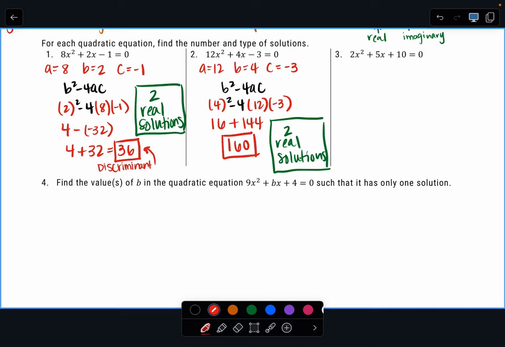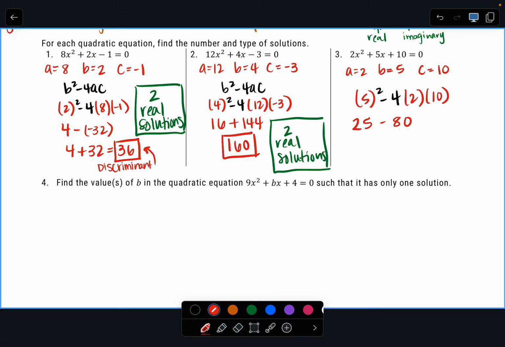And the last one, I have A is 2, B is 5, C is 10. And then I'm going to be plugging into B squared, so 5 squared minus 4, my A, and my C. So I'm going to have 25. 4 times 2 is 8. And what's 8 times 10? 80. So 25 minus 80.